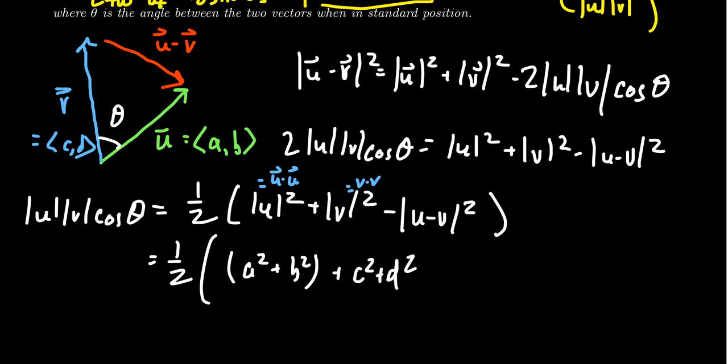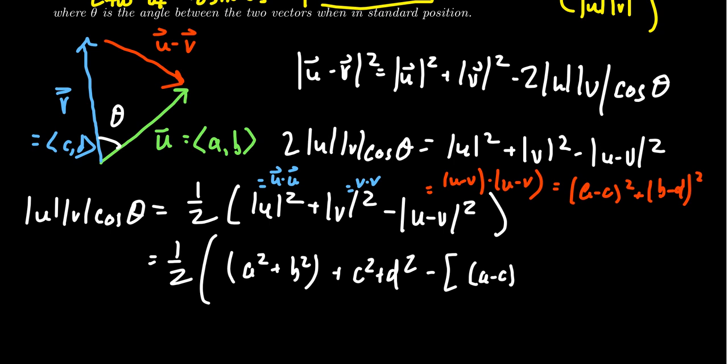The next one takes a little bit more effort to do, but it should just equal (u minus v) dot (u minus v), for which we should be able to FOIL these things out. What's the horizontal component of u minus v? The horizontal component of u minus v would be a minus c. So we get (a minus c) squared, plus, what's the vertical component? You're going to get (b minus d) squared. And so there's some FOILing that could be going on there. We'll do that in just a second. So we're going to get (a minus c) squared plus (b minus d) squared, like so.